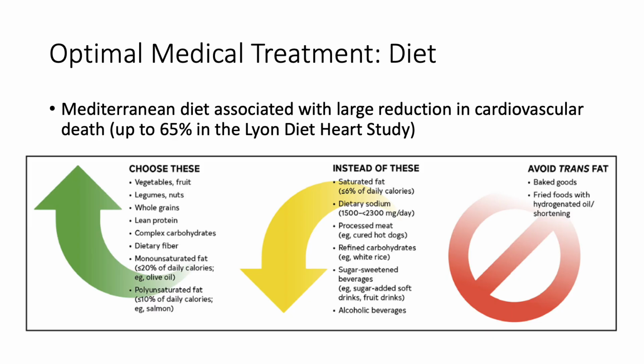Now, the guidelines refer to treatment as optimal medical treatment, or OMT, and the first pillar of that is going to be diet. And so one of the diets that's been studied the most in cardiovascular disease is the Mediterranean diet, which in some studies has shown a reduction in cardiovascular death up to 65%. This diet is plant-based, lots of legumes and nuts, lean proteins, complex carbohydrates, olive oil, fish, those types of things. You want to avoid too much saturated fat, sodium, processed foods, refined carbohydrates, basically the American diet, and avoid trans fat.